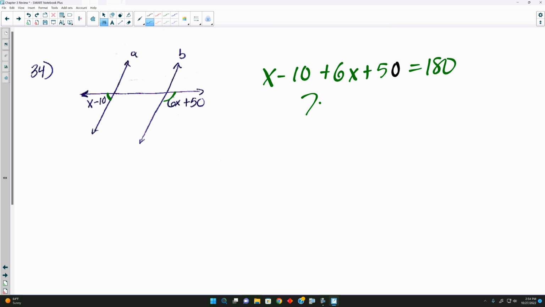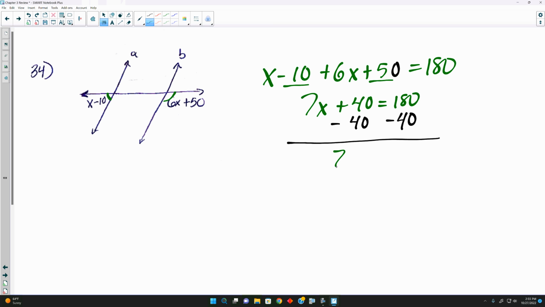x plus 6x is 7x. Negative 10 plus 50 is 40, equals 180. What can we do? Subtract 40 from both sides, which will tell us that 7x is equal to 140. Divide both sides by 7, and it'll tell us x is 20.